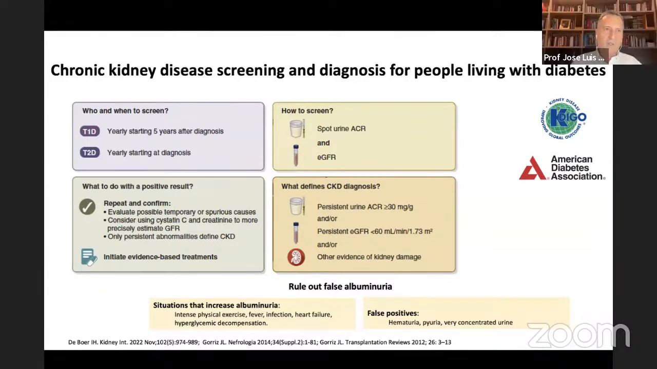So, talking about the guidelines, patients with type 1 diabetes mellitus should be screened for microalbuminuria yearly after 5 years from diagnosis, and type 2 diabetes every year. I don't want to go further with this, because the second speaker will cover it.